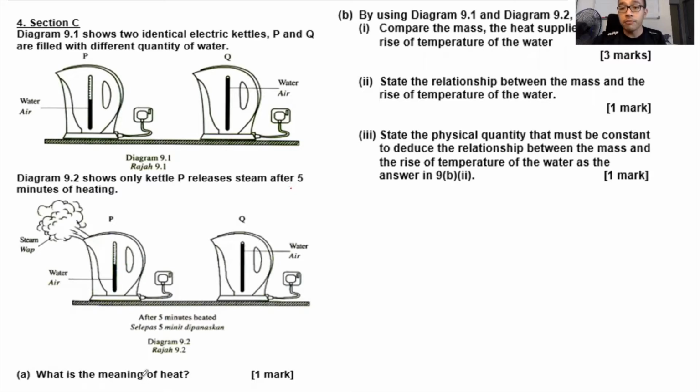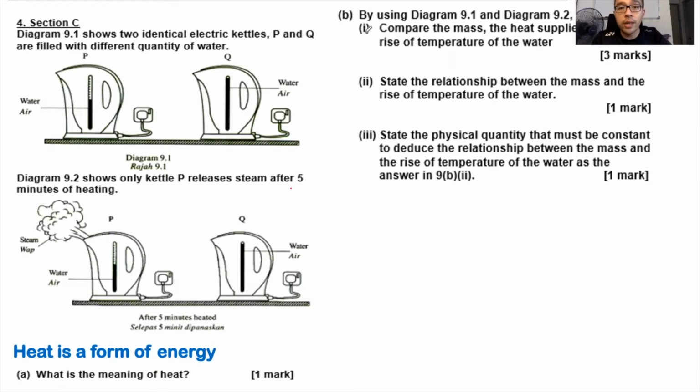So what is the meaning of heat? Heat is a form of energy. The simplest definition for heat is a form of energy. You can, of course, use a more complicated one, like heat is energy that gives rise to temperature. But basically, heat is a form of energy. And as I mentioned before, physics is all about the study of different kinds of energies.